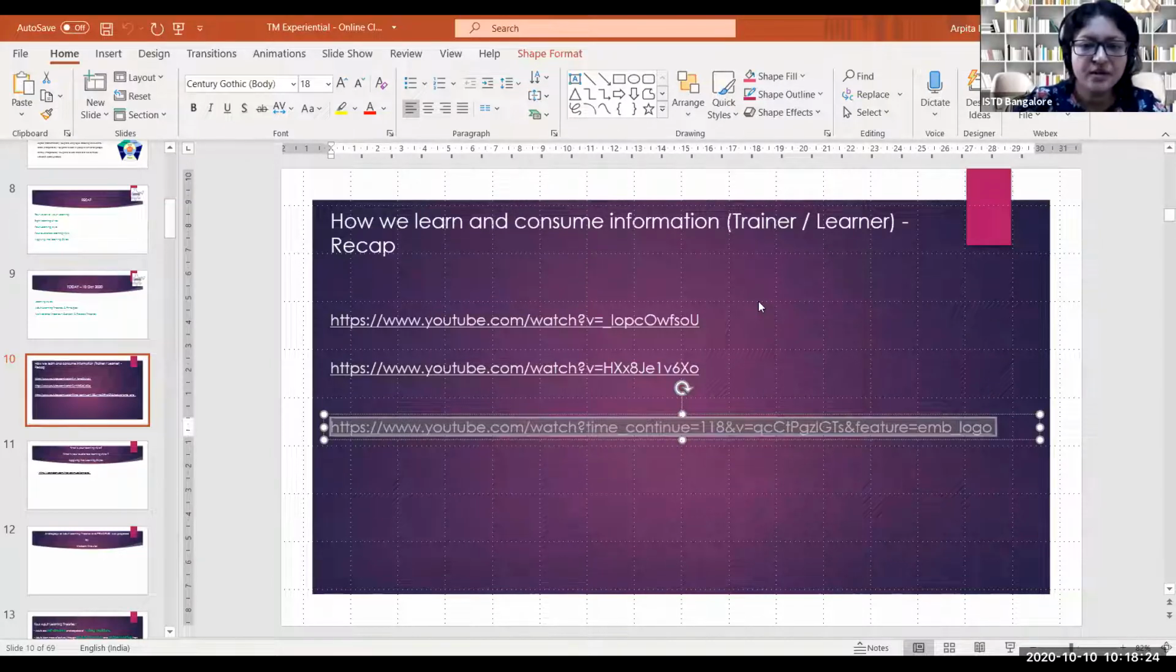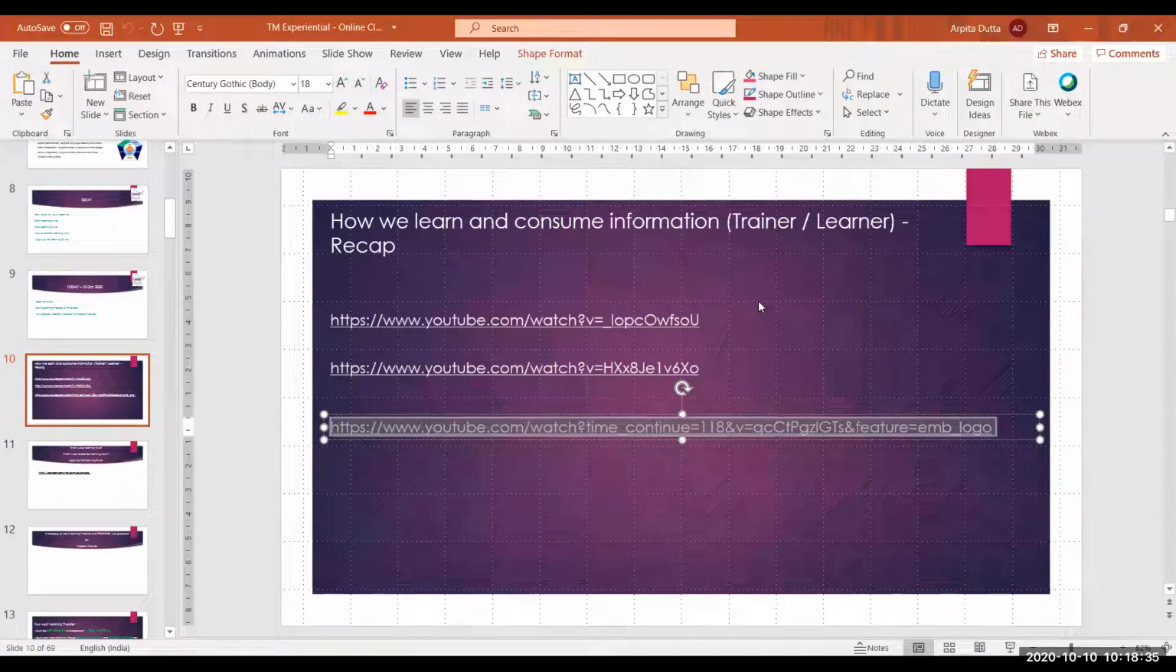So we are talking about 4 styles here at this juncture, which is the audio, visual, kinesthetic, and read-write. And so read-write also can be mapped with visual.